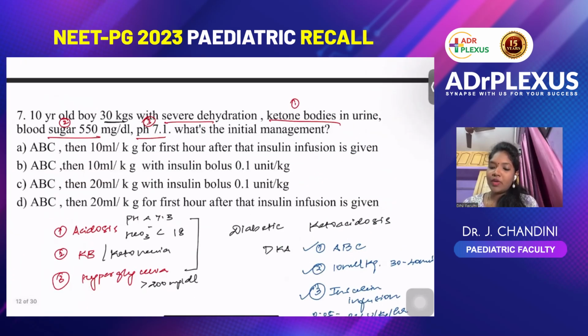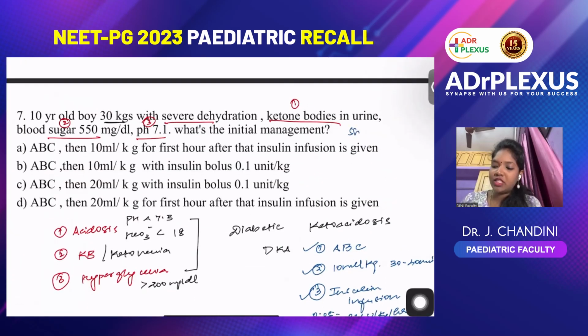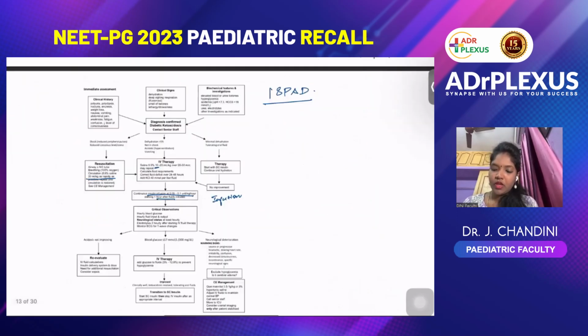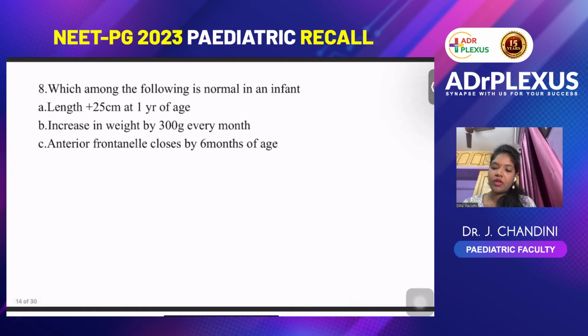Suppose the same scenario is given as shock. If they say the child is in shock, then the option would be this one, 20 ml per kg, and then insulin infusion. But now they are telling the child is not in shock, it is in severe dehydration. So what is the answer here? It's nothing but ABC, 10 ml per kg for the first hour, followed by insulin infusion. Okay. So now the answer is A. Okay, clear with this? Okay. Going to the next question.